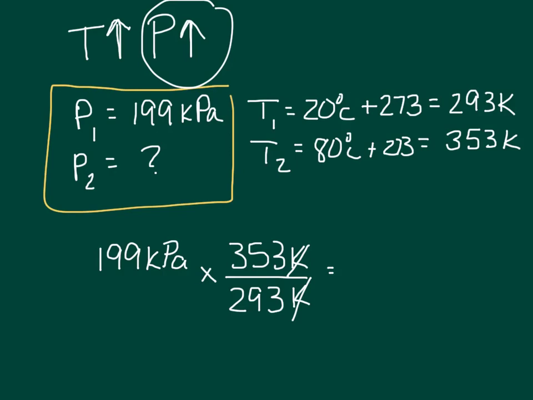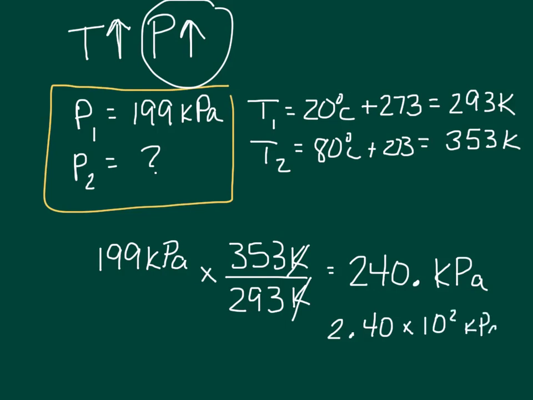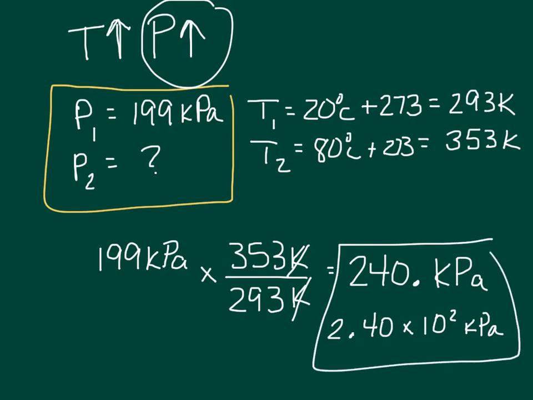And if we do our calculations, we want 3 sig figs? Alright, for 3 significant figures. Oh, this is going to be fun. So, you get 239.75. So, to 3 significant figures, let's say 240, and let's just put a decimal point there, kilopascals. If you really want to get fancy, you can go 2.40, there's our 3 sig figs, times 10 to the second kilopascals. There you go. Another successful gas law problem.